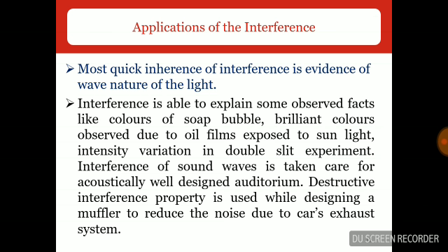Young's double slit experiment was the first experimental setup to show interference in visible light. In it, two coherent sources are produced from a single point source by making two pinholes on a screen, and then interference occurs. Now, it becomes necessary to discuss the applications of interference.